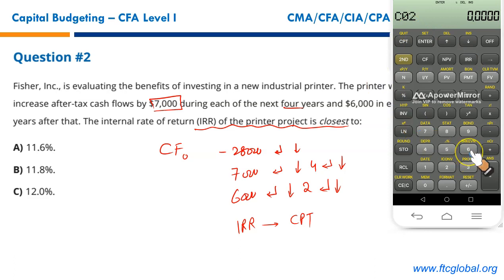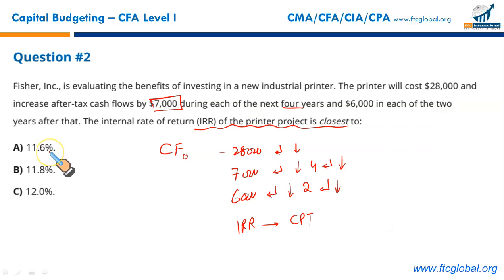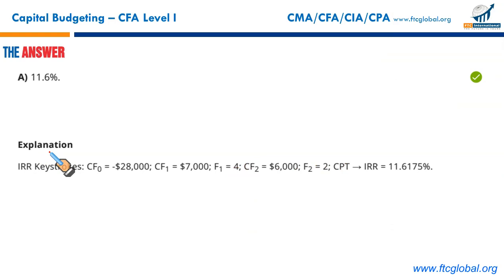Now 6,000: 6, 0, 0, 0, enter, down arrow key. Now what's the frequency of the second cash flow? 2. Press 2, press enter, press the down arrow key, you're done. Now you simply press IRR and press compute. 11.61, so that makes A the correct option. So 11.6 is your answer, and that's option A.